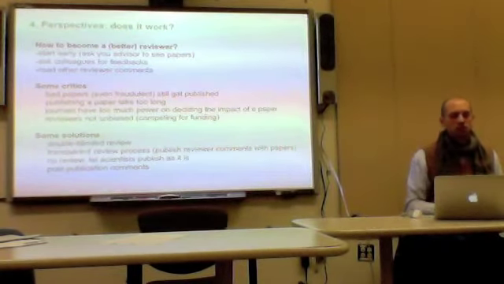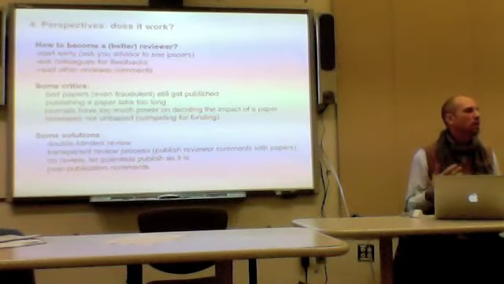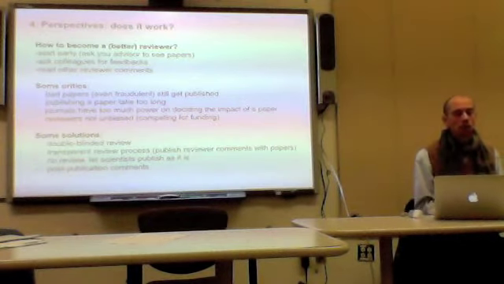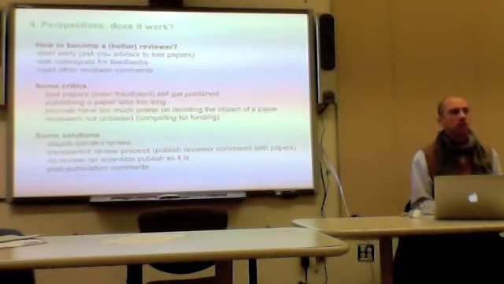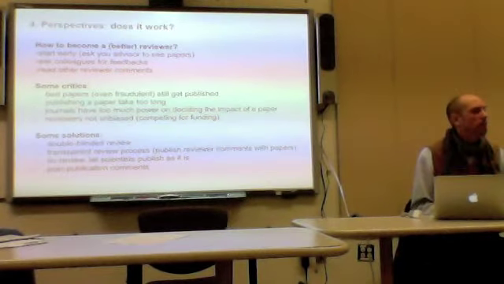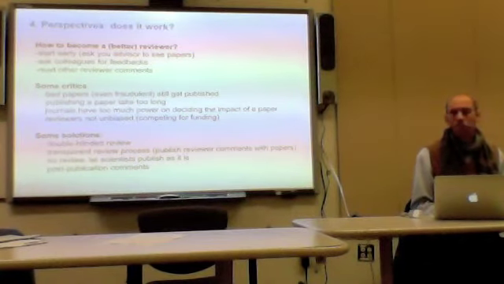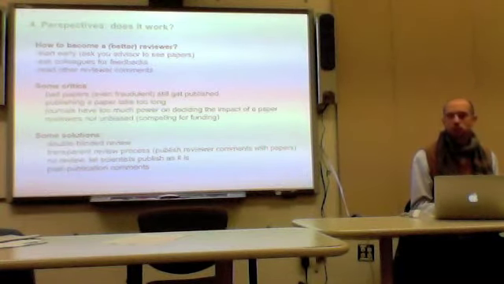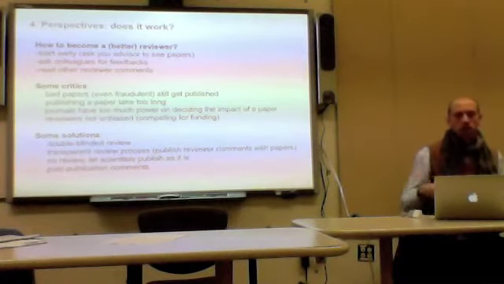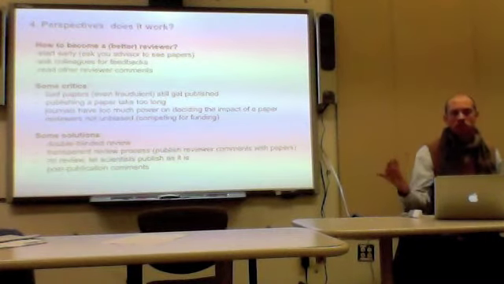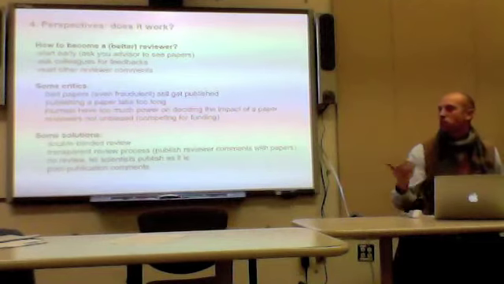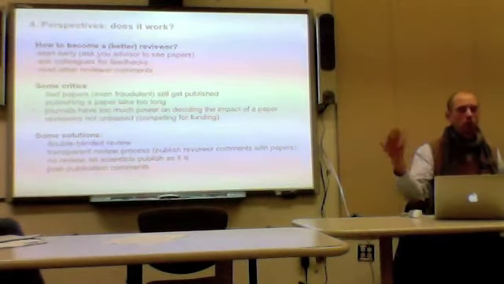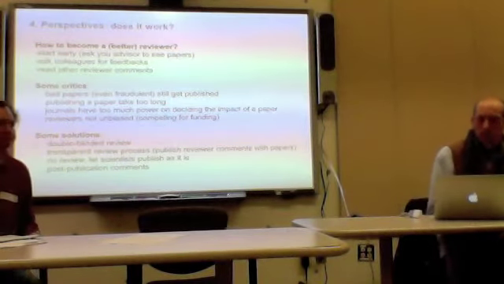Some people feel that the journal has too much power in deciding the impact of the paper by just accepting or rejecting, and also that now, because there is less and less funding, reviewers might be more and more biased. People could think that there might be some advantage for a reviewer to turn down a paper, because that would reduce the portfolio of that competitor.